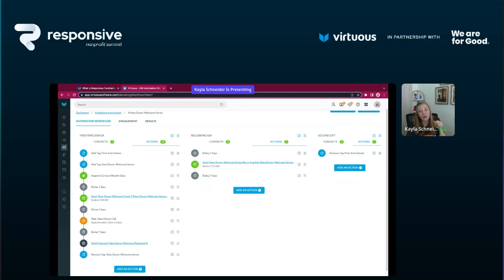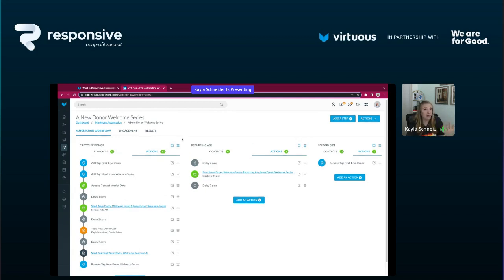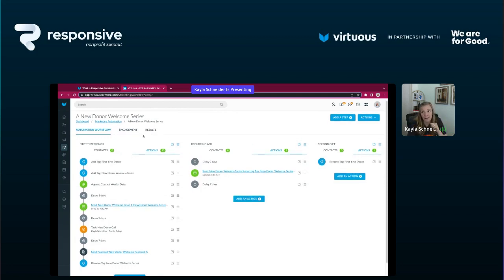So I can change my wording in my direct mails, in my emails, making sure that I'm talking to them appropriately. Being able to understand our engagement and results is also really, really valuable, right? Knowing how our new donors are interacting. Say I had 3 emails here. What if nobody opens up that third email? Let's remove it. Let's add that touch somewhere else. Maybe change it from an email to a text message, right? Those are the types of things we want to be able to look at, understand, and see what's happening there as well.